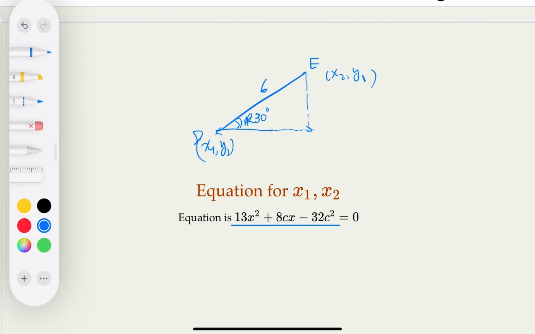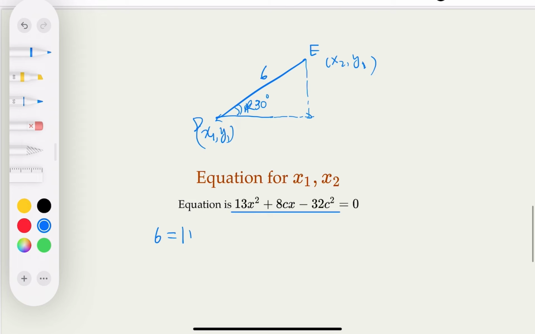So what is the relationship of the segment DE? 6 equals the segment DE. I claim that if this is the difference, x1 minus x2, and the distance between these two x, and this would be k, the slope, then 6 would equal the square root of 1 plus k squared times the absolute value of the difference between the two, right?